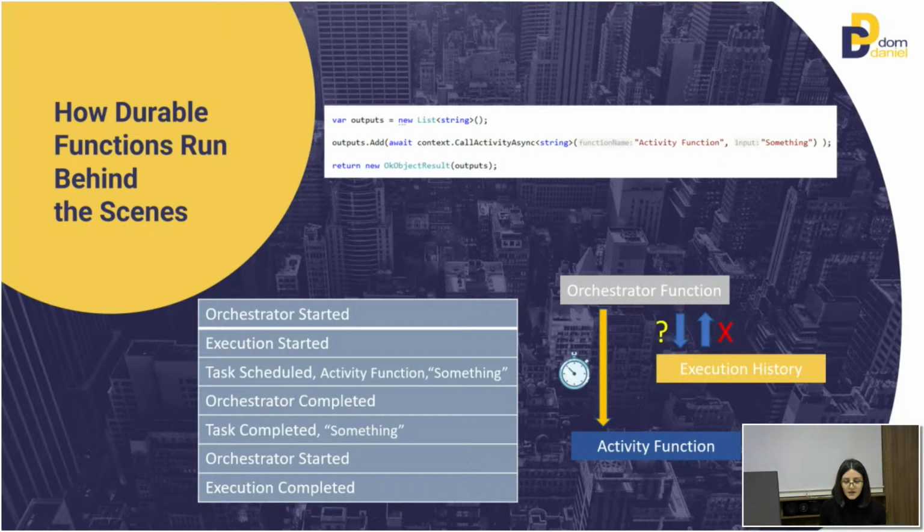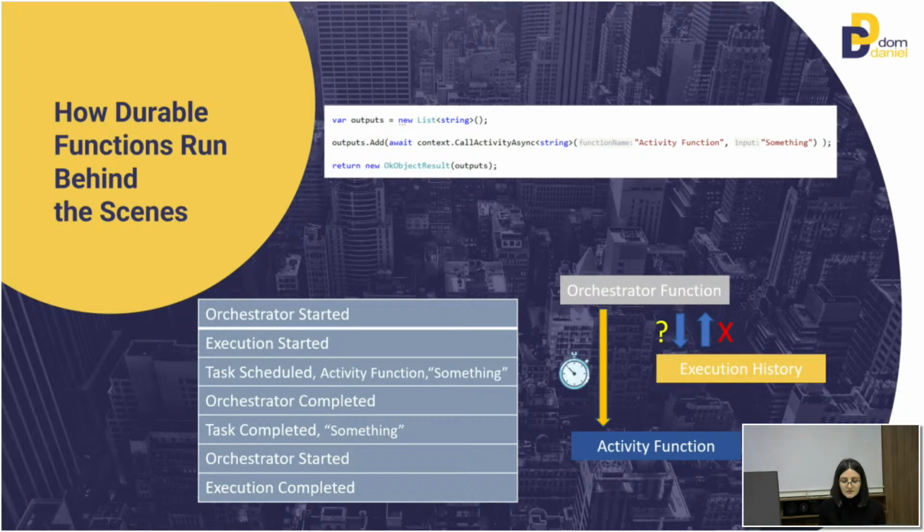Next, let's see how durable functions are running behind the scenes. What is actually happening? How are we able to run long-running processes but still have it be serverless? So here I have a very simple orchestration. This is in C#, and all I'm saying is create a new list and call the activity function and then add that to that list. So what actually happens is my orchestration will start.